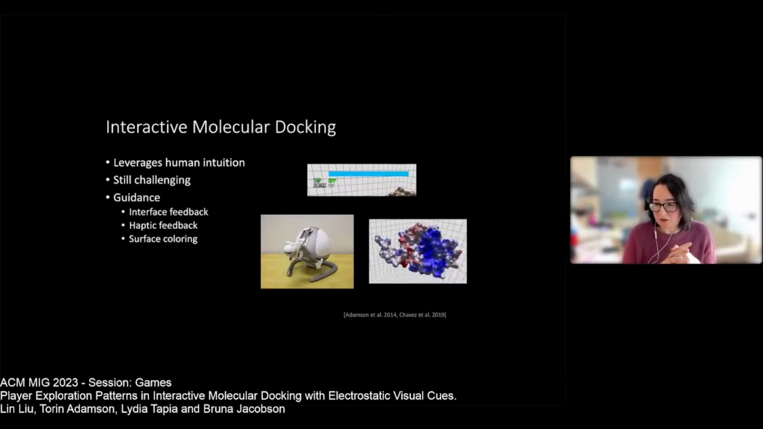And surface coloring. So you can add information for the player about the physical properties of this molecule, as a color on the surface. And this has not been tested yet. So this is what we're trying to do in this work: testing whether surface coloring, giving that information to the user, helps them find better solutions, or changes how they explore the interaction between the ligand and the receptor if they have that extra information.